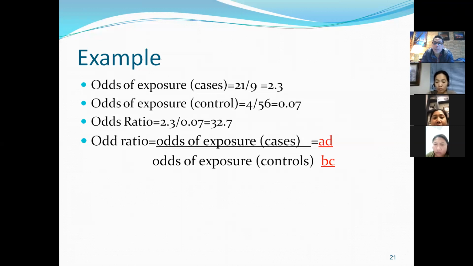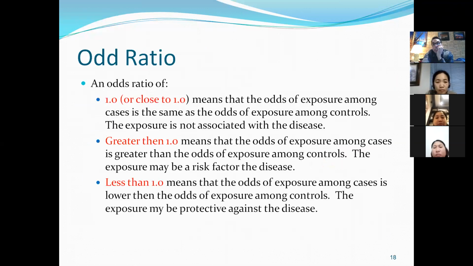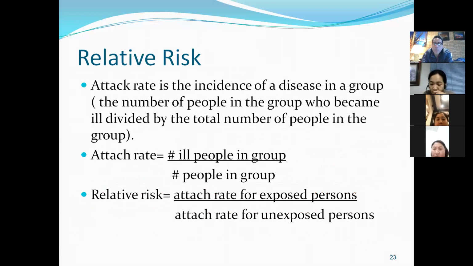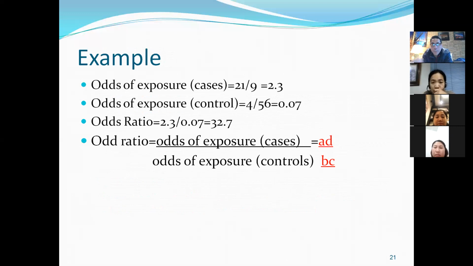An odds ratio of 32.7. So when we go back to how we interpret here, this is the Bible in interpreting odds ratio. When it's 1, the exposure is not associated with the disease. But when it's greater than 1, it means that the odds of exposure among cases is greater than the odds of exposure among control. So that's how we interpret this, because we have an odds ratio that's greater than 1, that's 32.7.